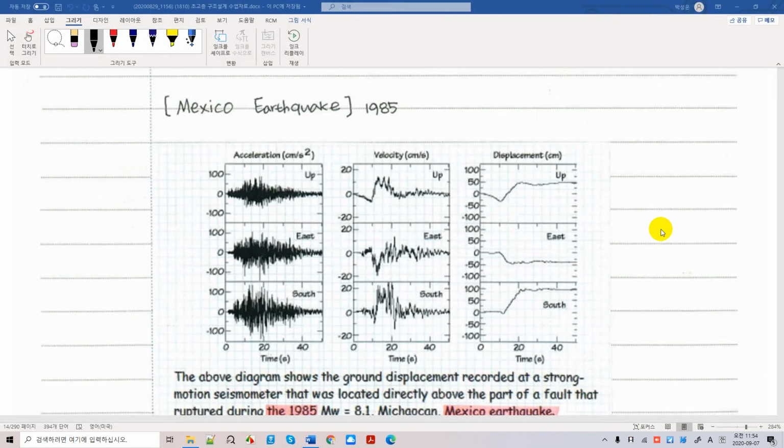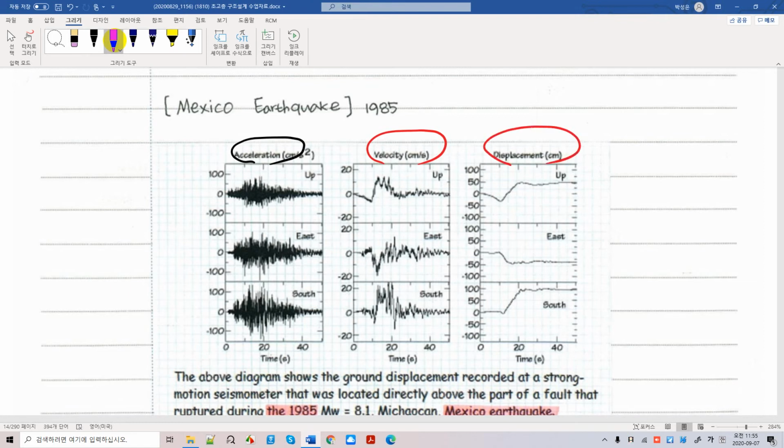Hello everyone. This is the first lecture of the second week. We're going to take a look at, as a review, the Mexico earthquake in 1985. As we learned, we have three responses in terms of accelerations, also in terms of velocity, and in terms of displacement.